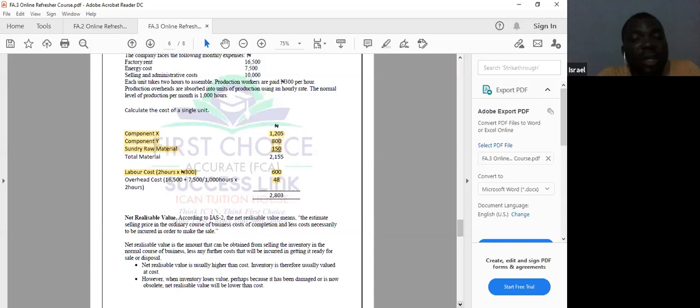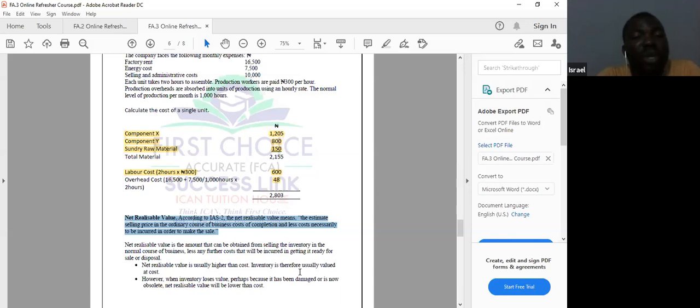Now, according to IAS 2, the net realizable value means the estimated selling price in the ordinary course of business, less cost of completion, and less the costs necessary to be incurred in order to make the sale. So this is looking at the market price. What is the estimated selling price in the ordinary course of business, less cost of completion, and the cost necessary to be incurred in order to make the sale.